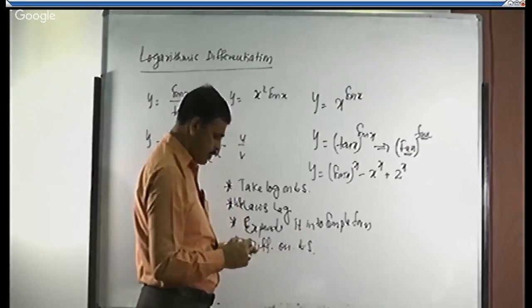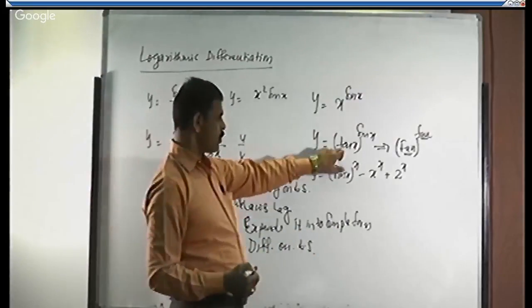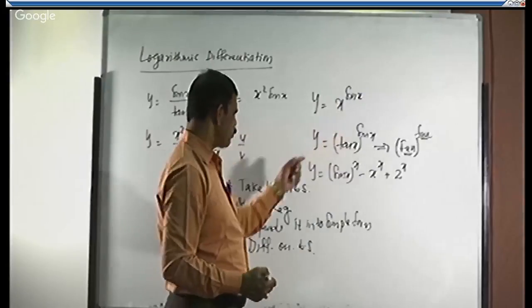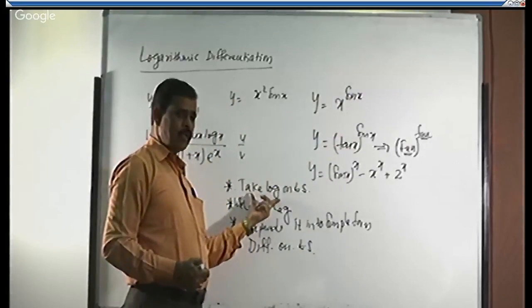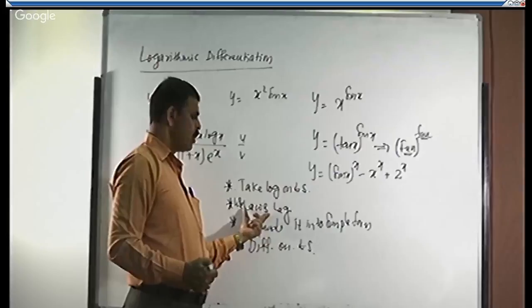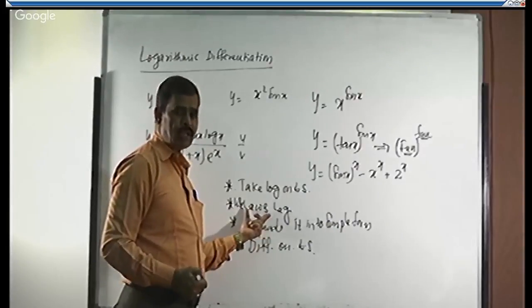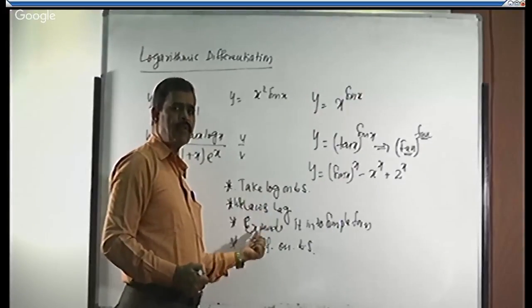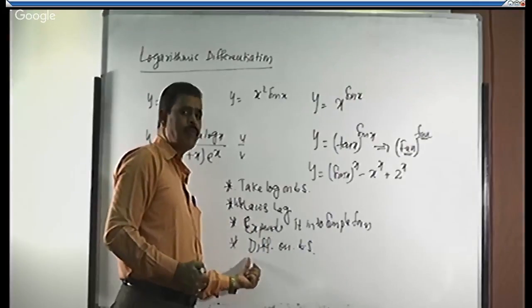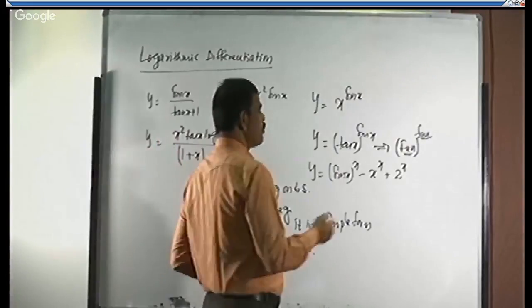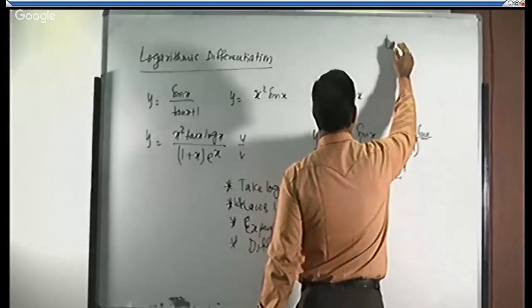So what are the steps involved here? When function to the power of function is given, the first step is to take log on both sides. Then use laws of logarithm. After using laws of logarithm, we have to make them into simple form. Then we have to go for differentiation. So which laws are important here? Laws of logarithm.